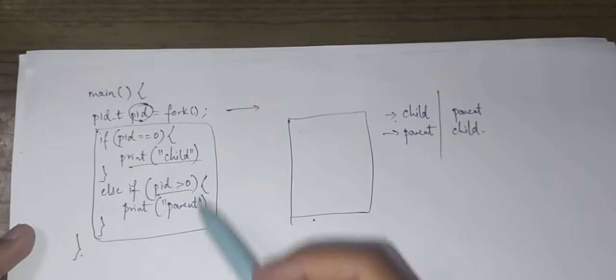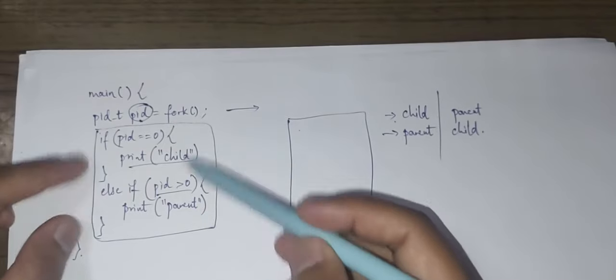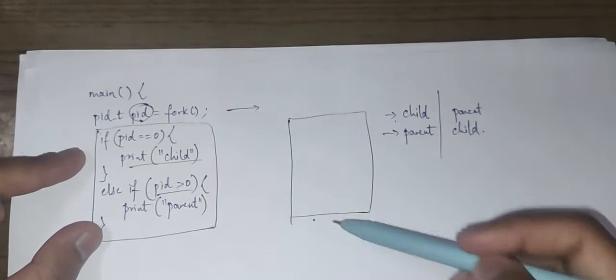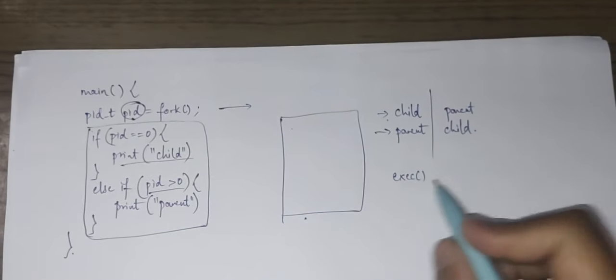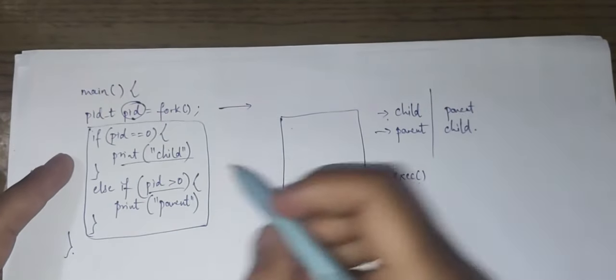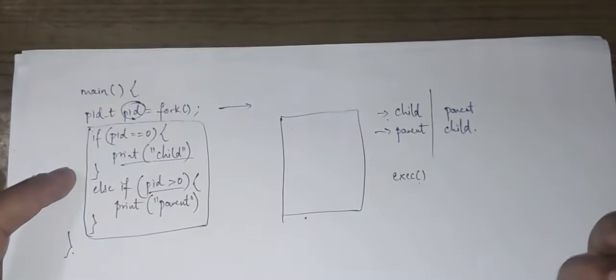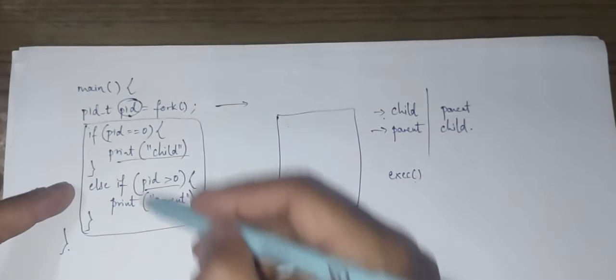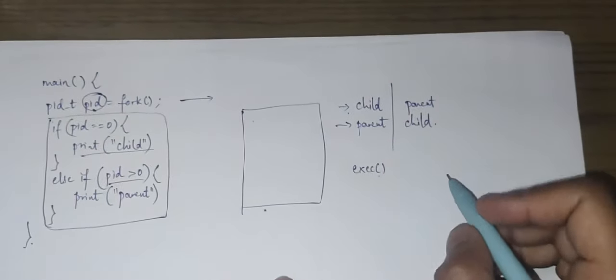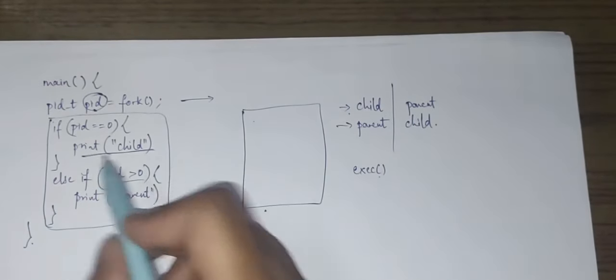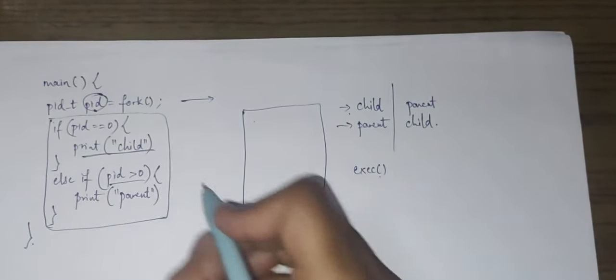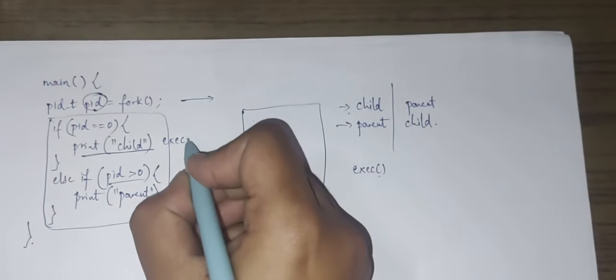Now we usually don't want the same code to be running. So we have this exec function call which comes into play here. Let's say we wanted the child process, whatever we created, to run a different function, not the same exact code. So in the child process, if PID is zero, instead of printing, we'll go and call this exec function.